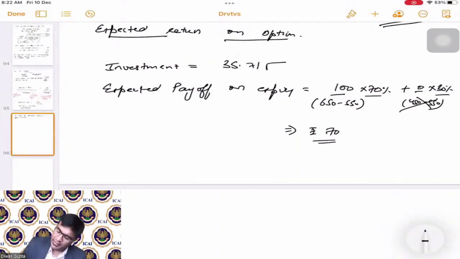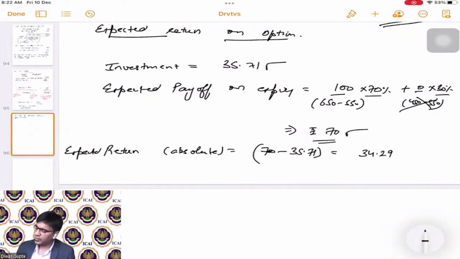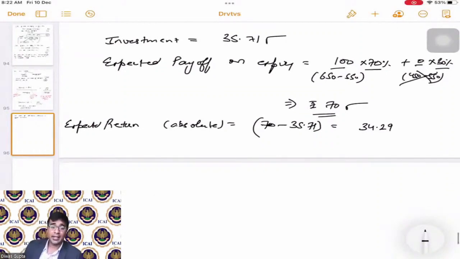Now the investment is given. The future expected payoff is also given. So what is first of all the return? Expected return in absolute amount will look like 70 is the total expected income, minus 35.71 is the cost. So it will be 70 minus 35.71, which is 34.29. 34.29 is the expected return.